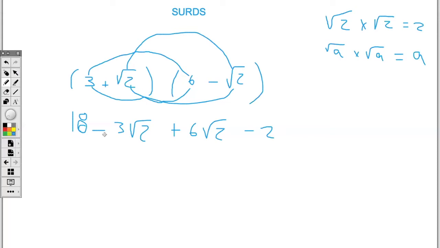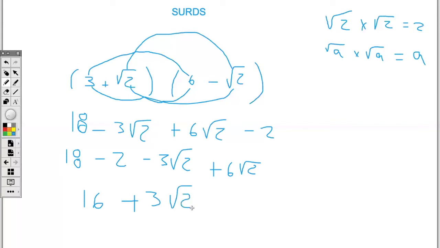Now in a case like this, we can simplify. So let's group like terms. So we have 18 and the number minus 2 grouping together. Then the surds, we have minus root 2 plus 6 root 2. So 18 minus 2, that's 16, minus 3 plus 6, that gives us 3 root 2.